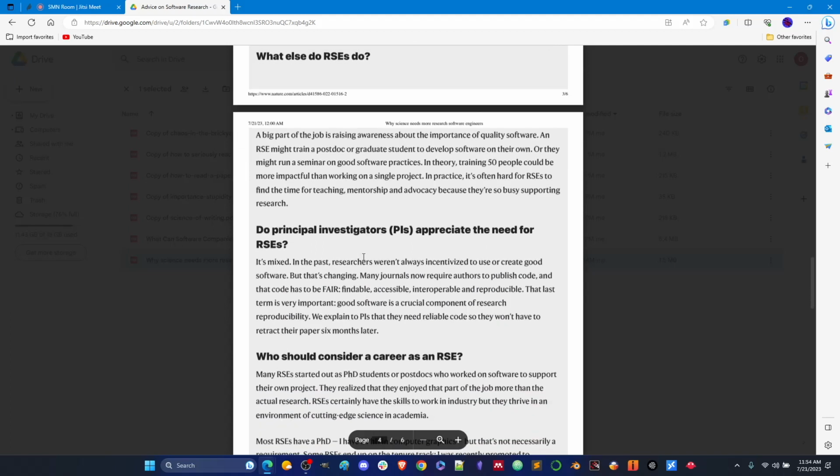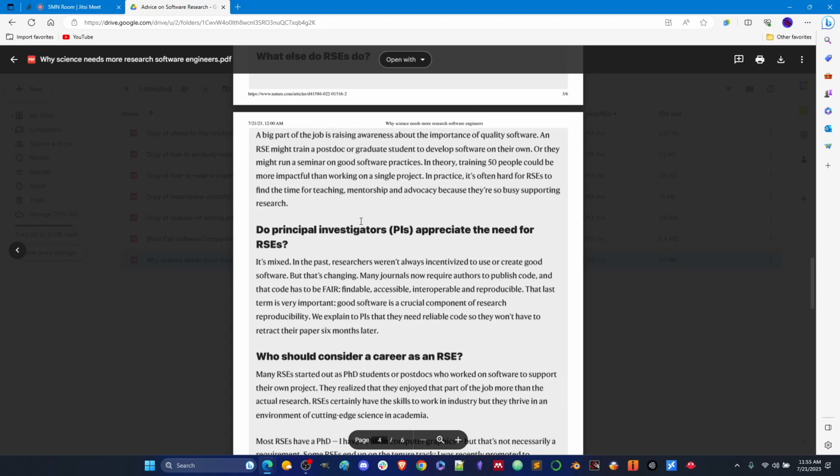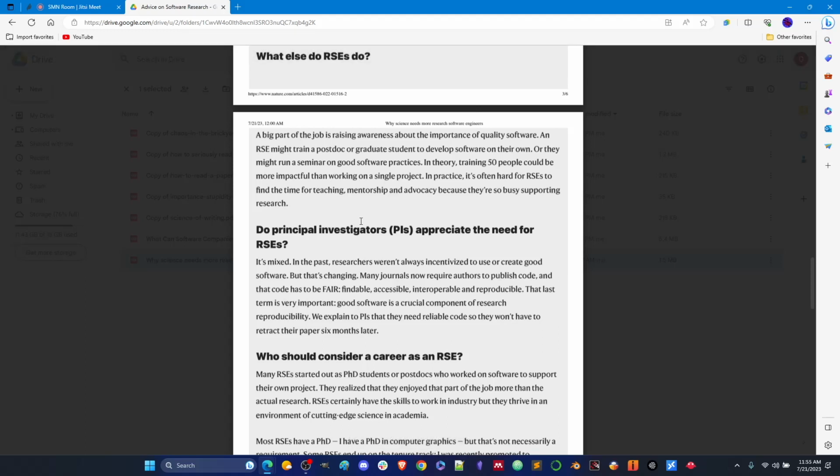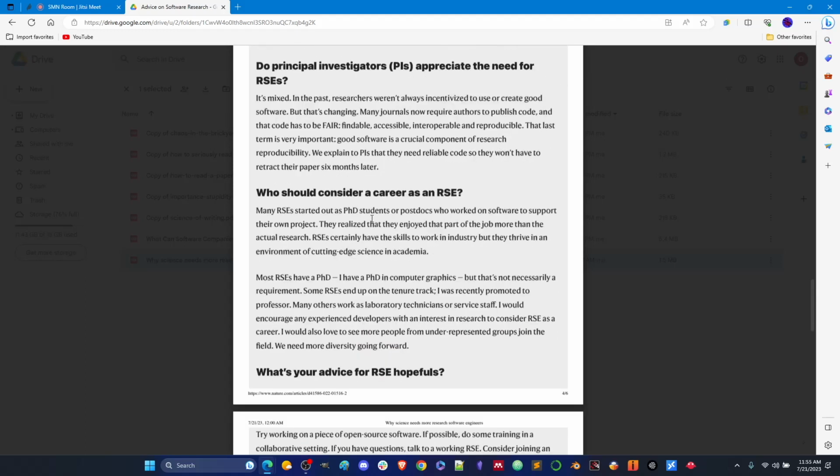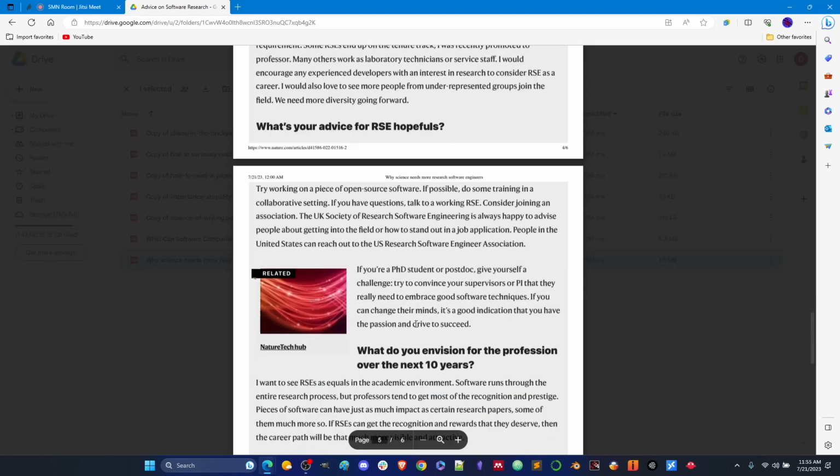I think this is something that PIs have to be aware of. They have to be able to write it into grants. They have to be able to create space for RSEs. Of course, they need those skills, but they also need to understand that RSEs have their own questions that they want to work on.